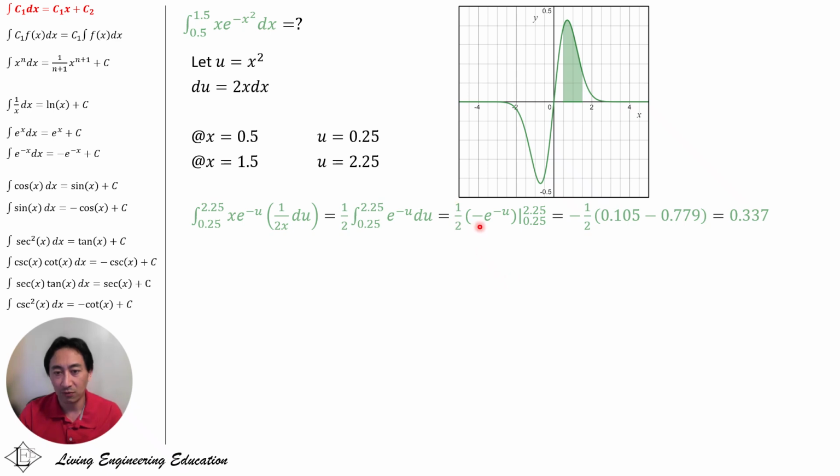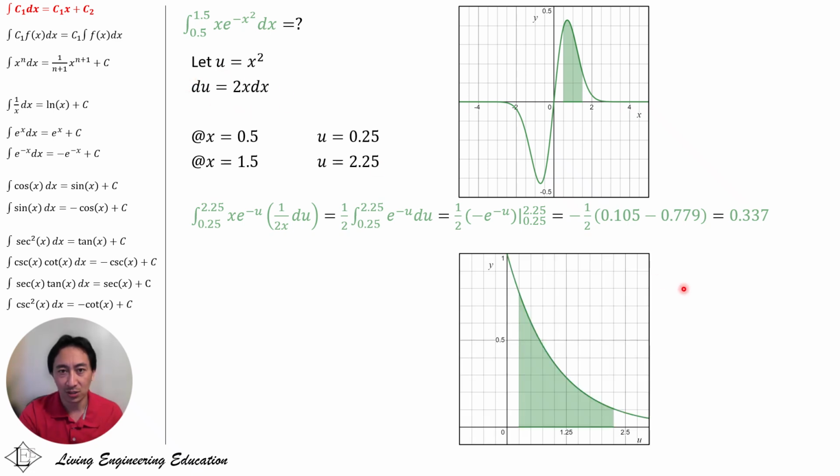So you have 1/2 times negative e to the negative u after the integral of e to the negative u, as we see right here. And then we apply our upper and lower limits here and here, and then we can solve for our final answer. Okay, so exact same steps. The main difference between the last two problems and this problem is this component right here.